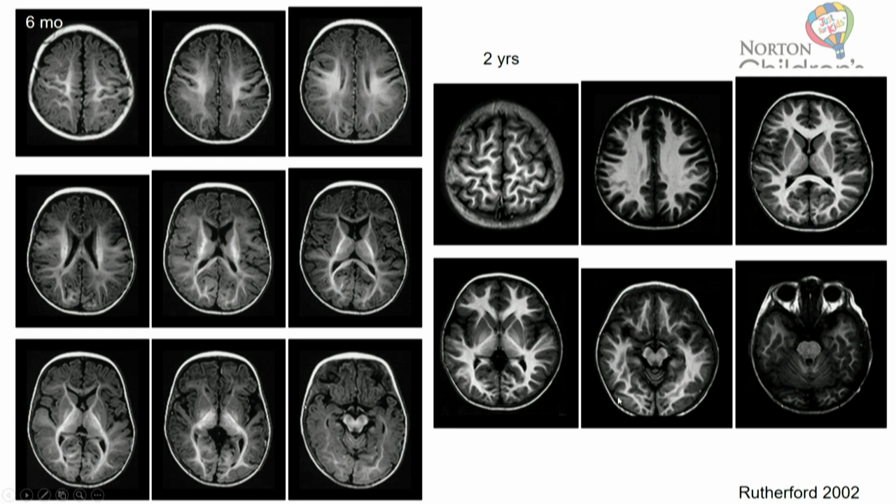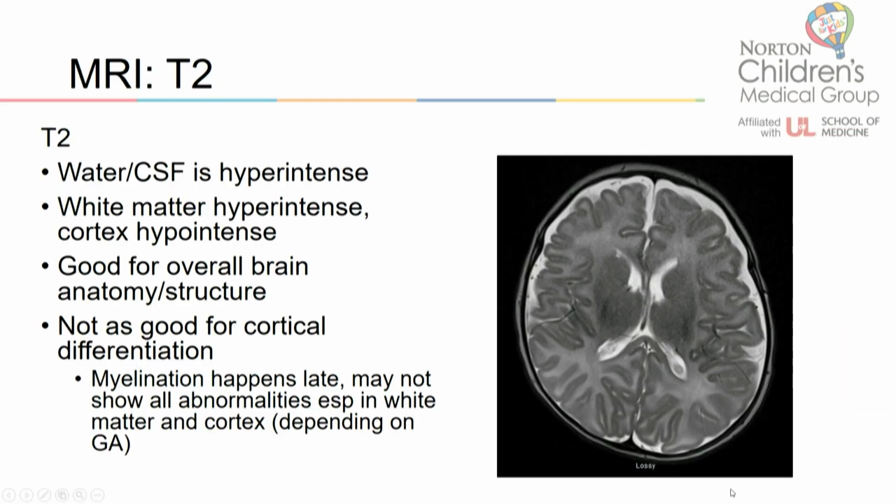And then by 2 years, this basically shows you complete radiographic myelination. And so the reason that sometimes we say to repeat a brain MRI after 2 years of age is for this reason. If your myelination is incomplete, you may not be able to see a subtle cortical abnormality, because you don't have that contrast between the white matter and the gray matter that you get as the child becomes more myelinated.